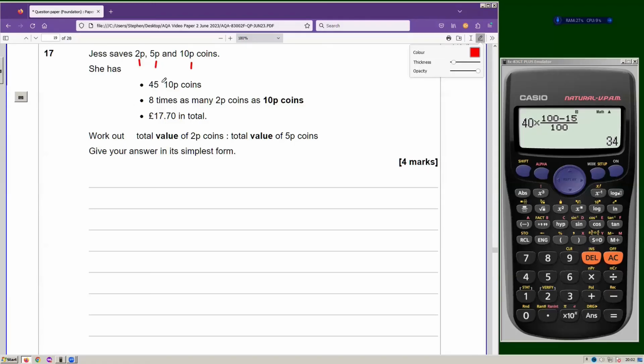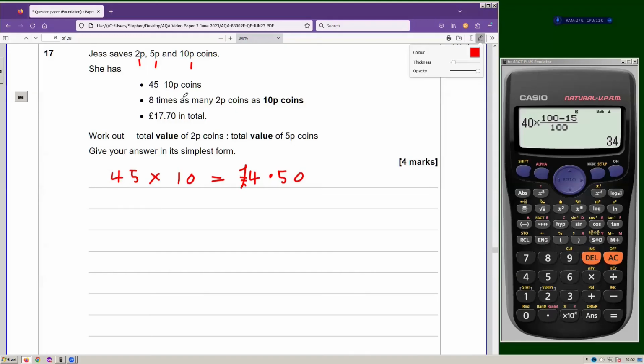Okay, so 45 times 10. We're going to have to work out all this. 45 times 10 is going to be £4.50, isn't it? £4.50. I should leave it all in pence really, but never mind, we're going to do it this way.